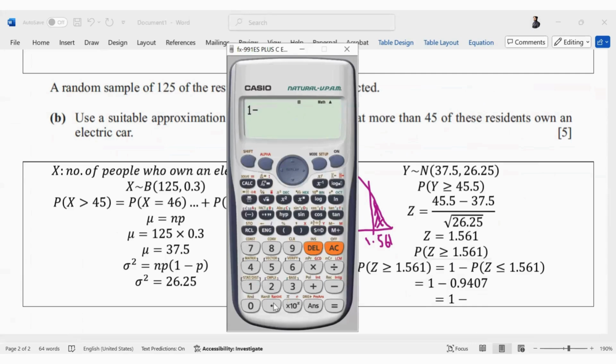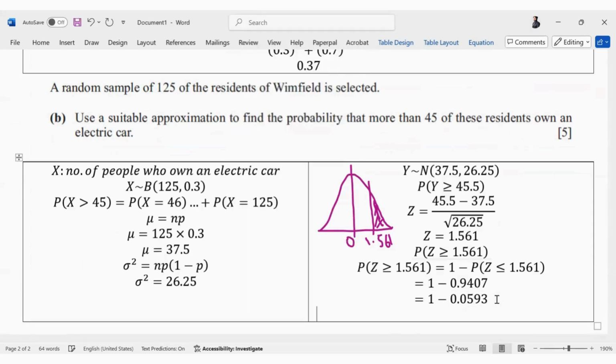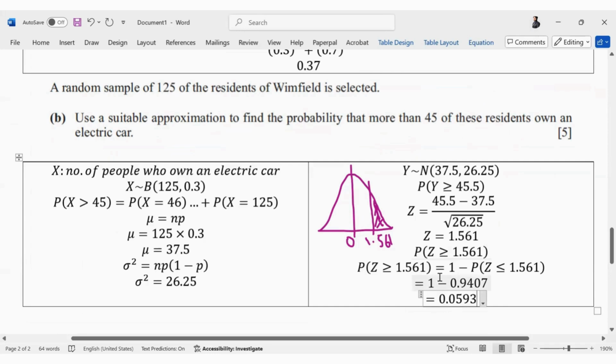1 minus 0.9407, which is 0.0593. So this is the answer, 0.0593. So that is how we can find probability by approximating a binomially distributed variable to a normally distributed one.